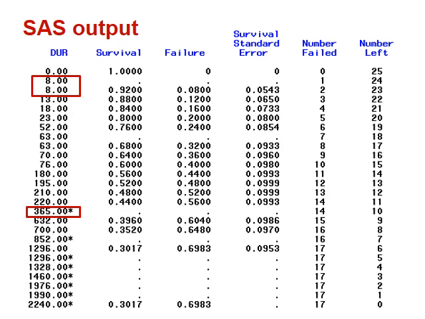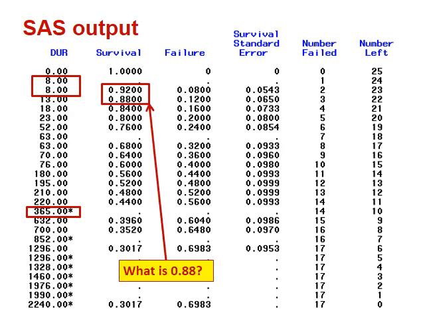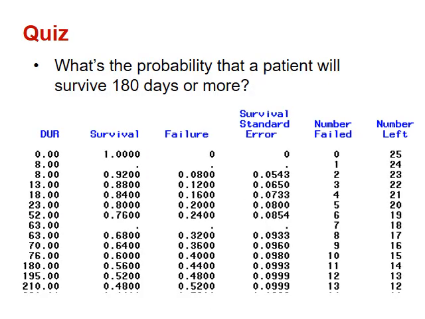So what is 0.88? It is the probability of surviving at least 13 days. So here is a simple quiz for you. Looking at the output below, what is the probability that a patient will survive 180 days or more? It is 0.56 or 56%.